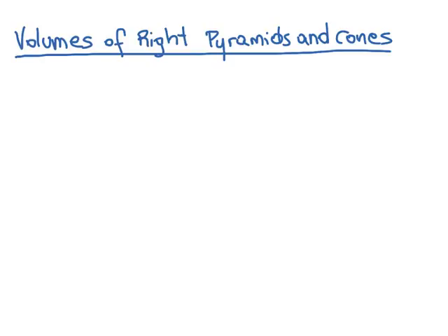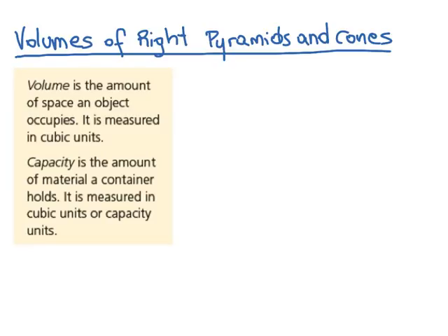We'll continue the lesson: volumes of right pyramids and cones. Volume is the amount of space an object occupies. It is measured in cubic units. Capacity is the amount of material a container holds. It is measured in cubic units or capacity units.